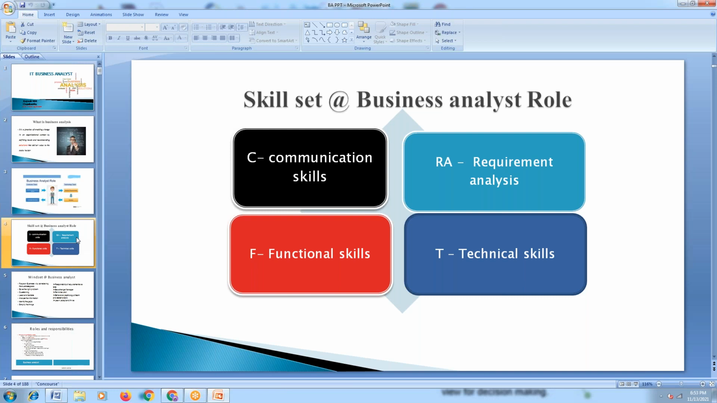Communication skills anyway we have, so that's a common thing, an underlying competency. Understanding requirement analysis means how to understand the requirements. That is possible through interaction as well as working on some case studies. You'll know a few things and get some exposure out of it. Next, knowing about the functional skills.